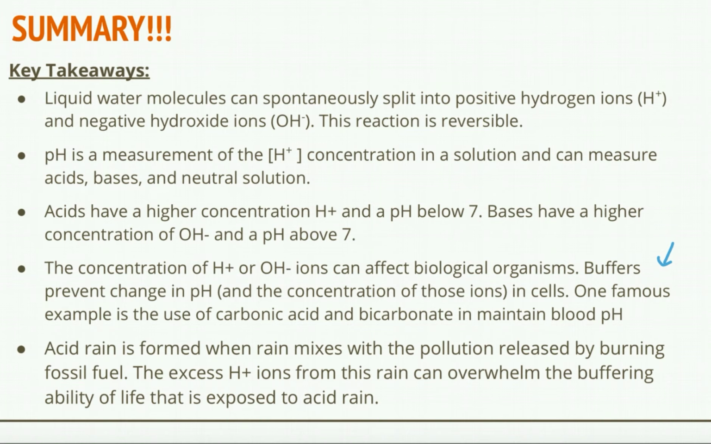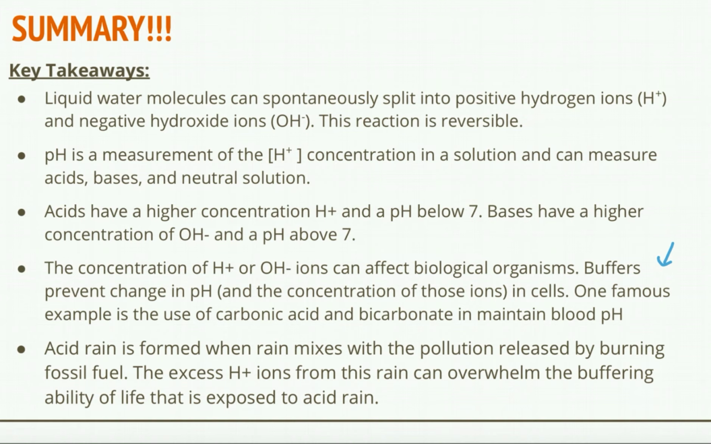All right, so anyways, in terms of the concentration of hydrogen and hydroxide ions, biological organisms are sensitive to it, so pH is something that's really critical to keep homeostatically balanced, to use homeostasis to keep it maintained. So buffers are that method for homeostasis in that they prevent change in pH in the cells and allow the cells to continue to function because that pH is relatively stable. One famous example of the pH being buffered is done through carbonic acid and bicarbonate, which is found in blood and helps maintain blood pH.